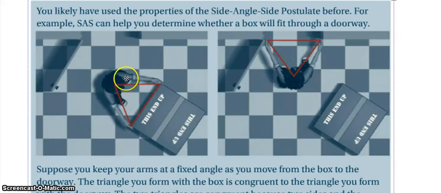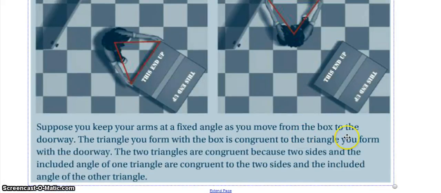So you keep the angle fixed, and then the distance between your arms, well, you can't change the length of your arms, so those sides will stay the same. As long as you keep this angle fixed when you turn, then that distance will be the same distance that it was over here. So you can go ahead and read through the rest of that if you would like.